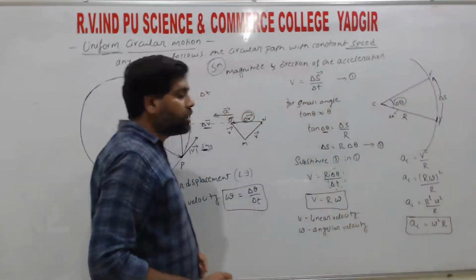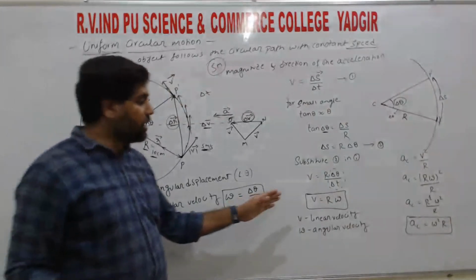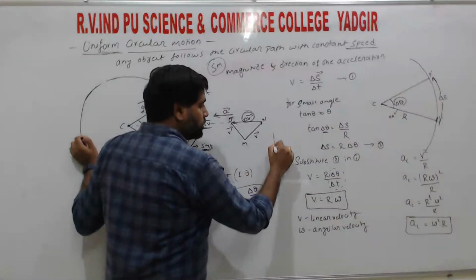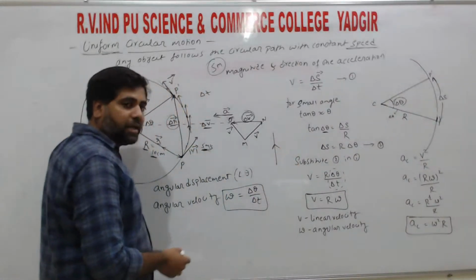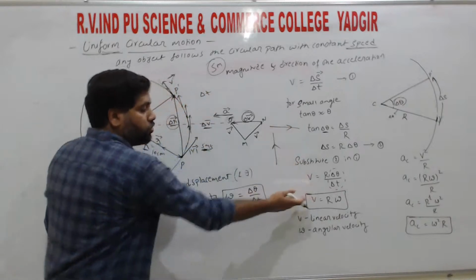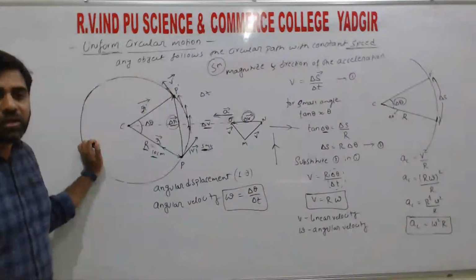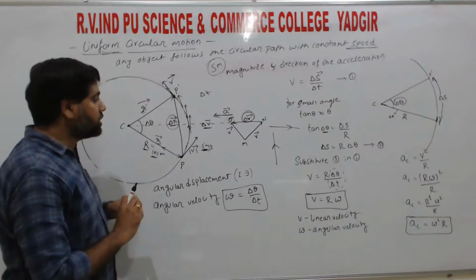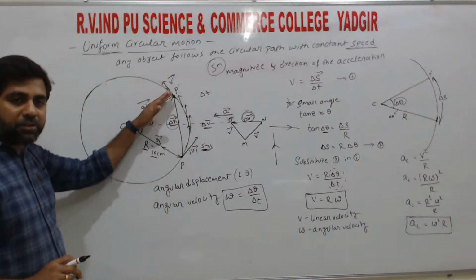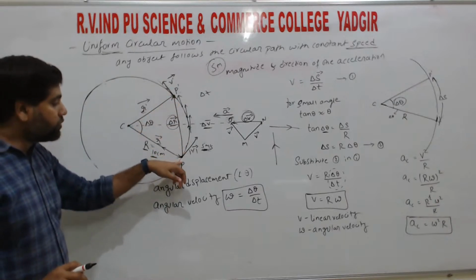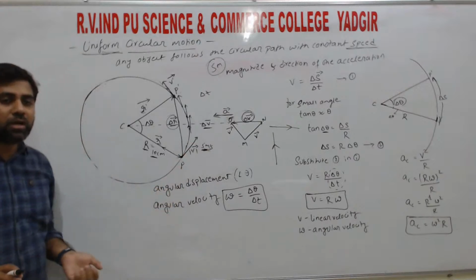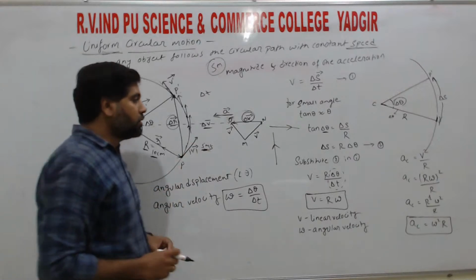So these are the important relations, that is the relation between the linear velocity and the angular velocity. Linear velocity means the velocity with which the object is moving in a straight line, either along the x-axis or along the y-axis. That velocity we call the linear velocity. Angular velocity is the velocity of the object which makes some angular displacement. So the velocity of the particle consists of both the linear velocity and the angular velocity.